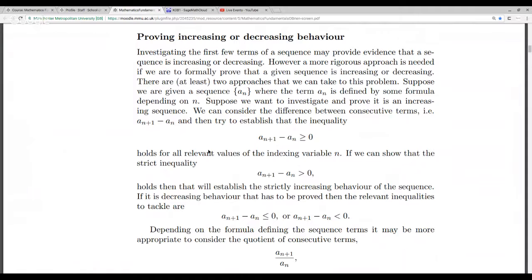off the previous term. If you look at this difference and compare it to 0, either establishing that it's greater than 0, or perhaps establishing that it's less than 0, then you will have established the increasing or decreasing behavior. If the inequality goes this way around, this is equivalent to saying a_{n+1} is larger than a_n, so that's going to be an increasing sequence, if that's true for every n, or for every n past some particular point in the sequence.